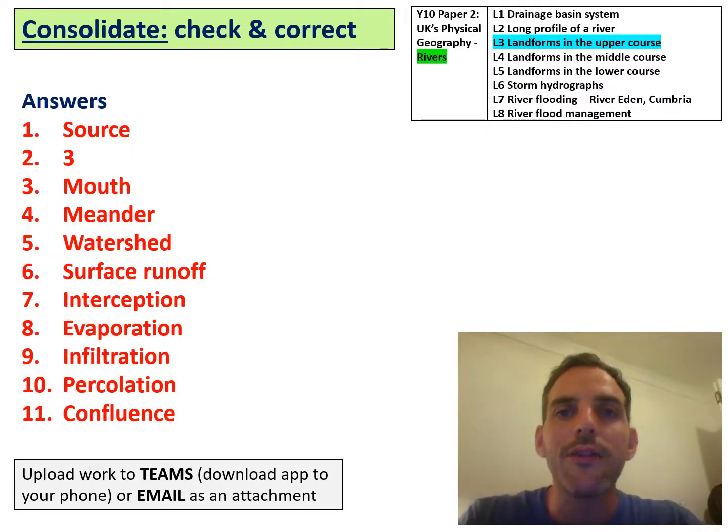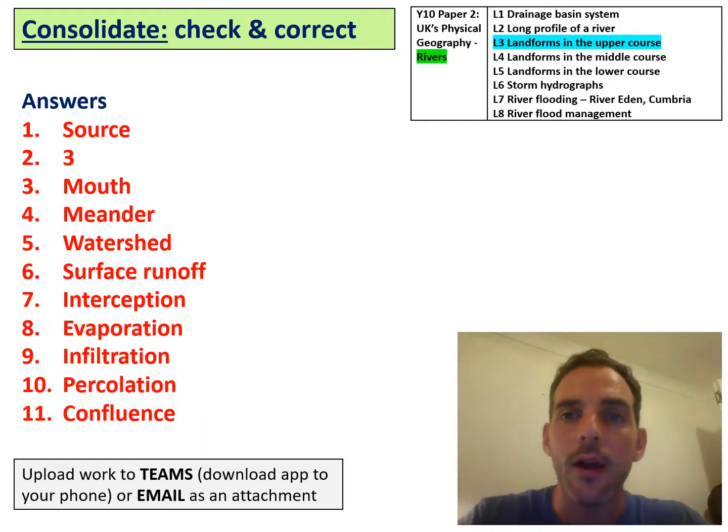The next lesson is lesson 3 in the rivers topic, and this is landforms in the upper course, and we're going to find out all about waterfalls and V-shaped valleys. See you then.